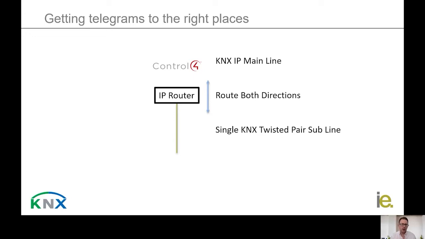We only have one line, so all of the traffic that's on the TP line is going to be passed up into the IP main line where Control 4 is located. And any telegrams coming from Control 4 for commands, let's say, will be passed straight down into the twisted pair line. So the communication between those sides is unhindered. All the traffic goes in both directions.